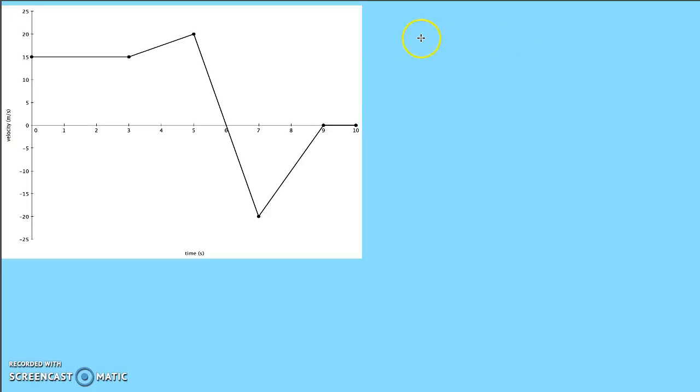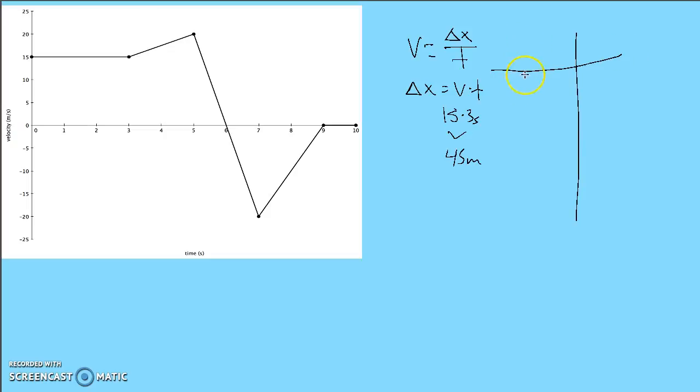Well, we know that velocity is delta x over t, so displacement over time. We can calculate the displacement by multiplying velocity times time. If the velocity is 15 and time is 3 seconds, that'd give us a displacement of 45 meters. And we're actually going to keep track of this right now, so we're going to say that at 3 seconds, we've traveled a total of 45 meters. Okay.